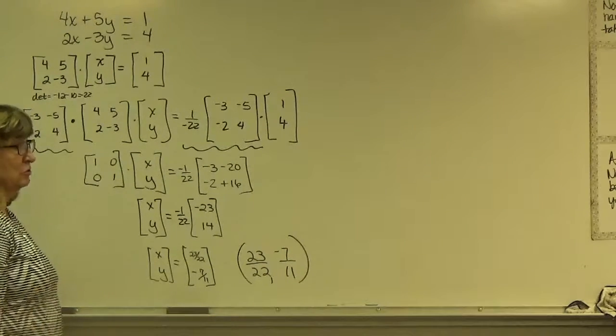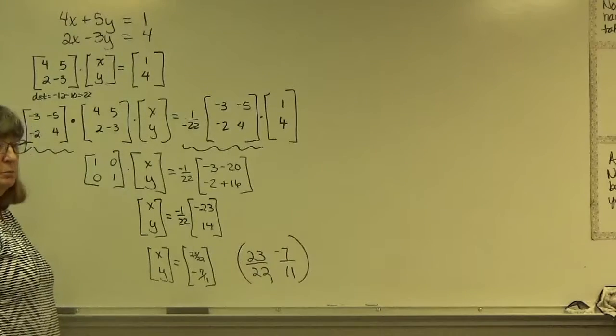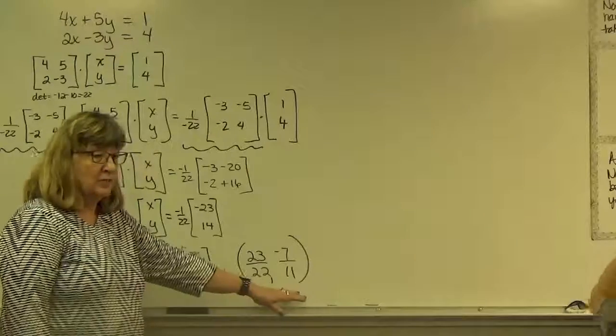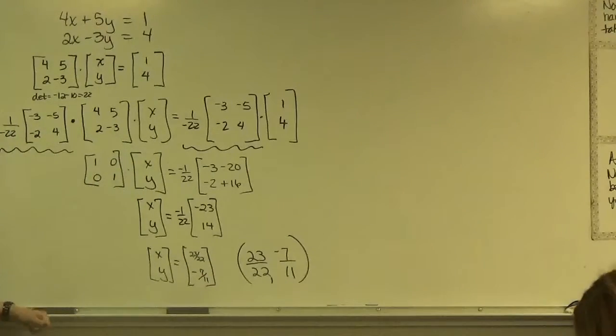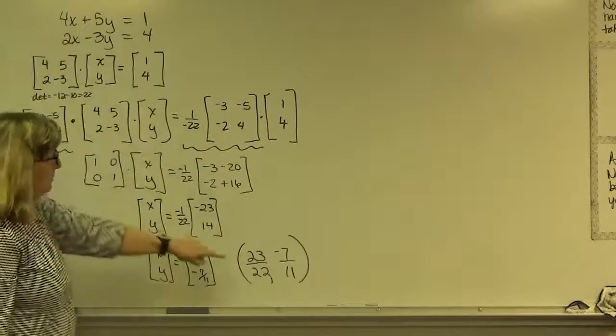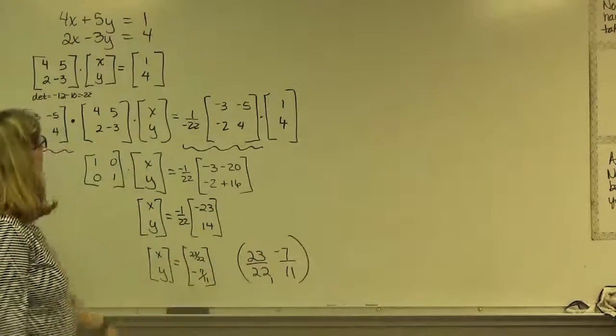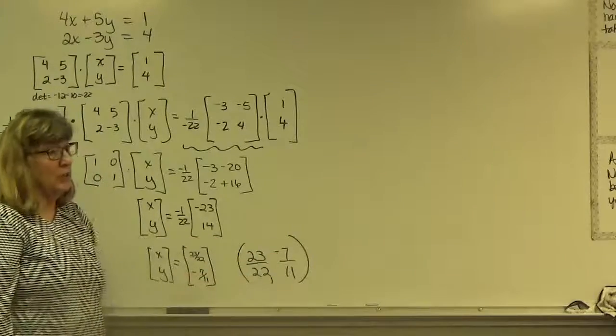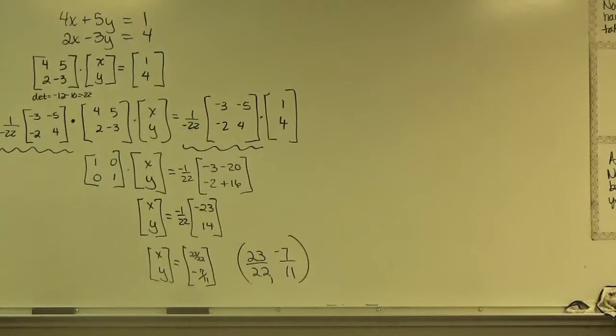If you did substitution or addition elimination, you would, because you'd have to substitute it back in and do the solving. Now, here's one thing, you guys that have your calculators out. If you don't have a calculator out, that's okay. Let's see if it works. What's 4 times 23 fraction key 22 plus 5 times -7 fraction key 11, and hit equal and see if you get 1.